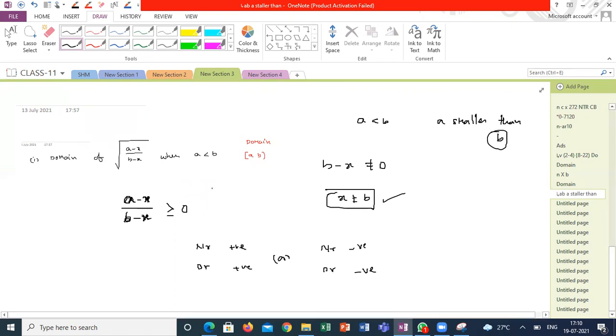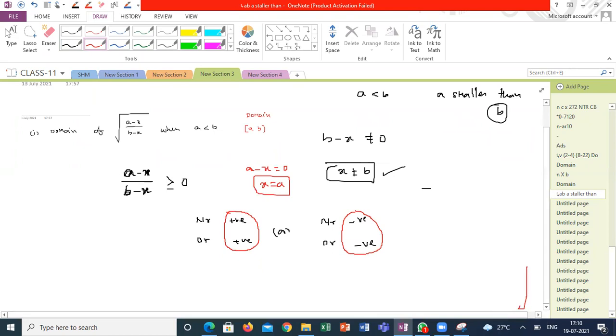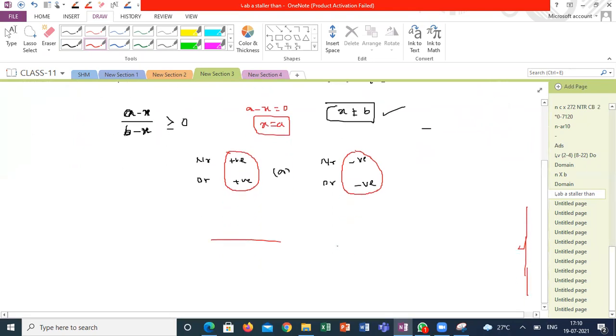See, if I take the number line, you'll be able to understand. This is the one condition where both are positive, so the whole expression is positive. If both are negative also, the whole expression is positive. And a minus x can be 0, so x can be equal to a. So a can be included. This is a number line starting at 0, next is a, next is b, correct? Because the condition says a is less than b, what is the domain? If a is less than b, what is the domain?